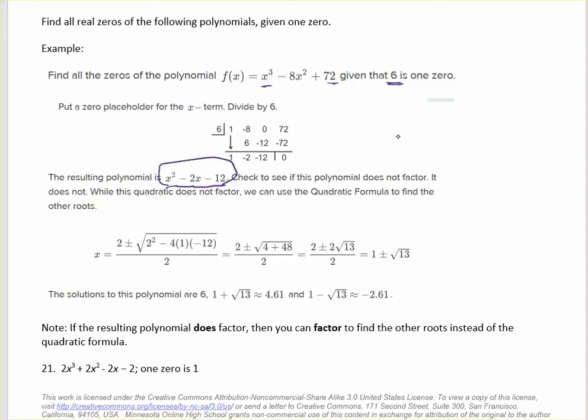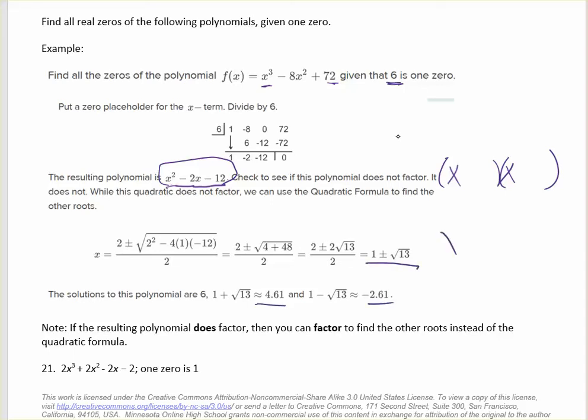This sometimes can be factored. So if you can factor it, do so. That would be easier. But in this case, there are no factors of -12 that when you add them, you get -2. This one's in your textbook. So then they used the quadratic formula to find the other roots. There's 2 of them, 1 plus the square root of 13 and 1 minus the square root of 13. So these are the other roots.